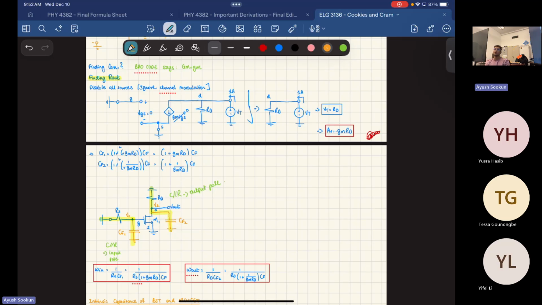Do you have any zeros? Because if you're using full identification. Oh, you don't care about zeros in this class. The only thing you care about is poles. Did he ever ask for the transfer function?